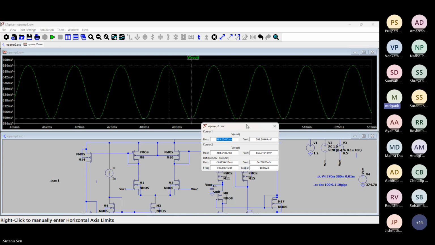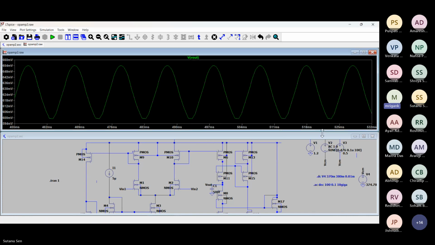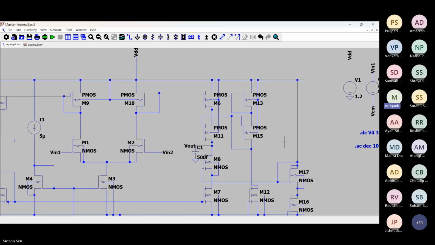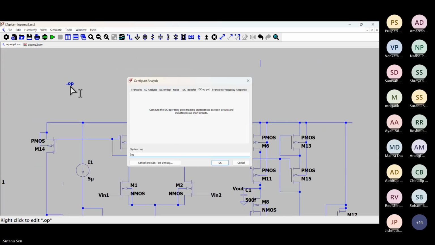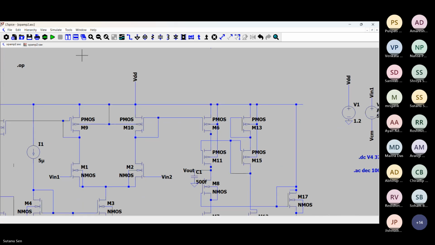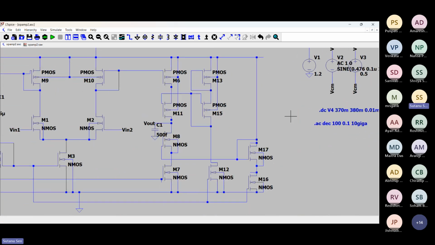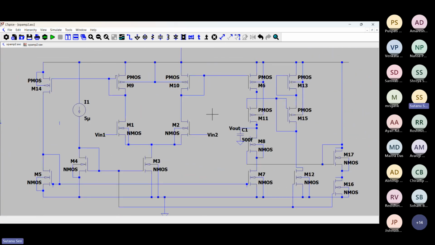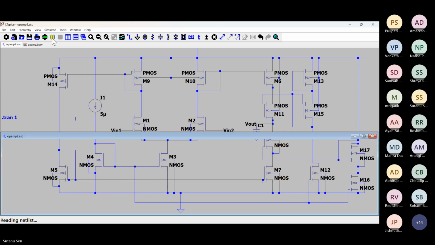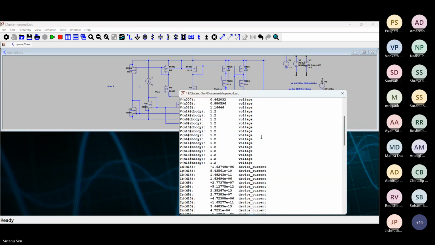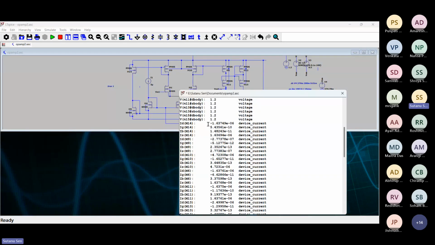Now, what is the DC current in M14? M14 current also must be very less, I guess. So just check what is the M14 current. Yes, sir. M14, M14. So it's 1.6 micro.